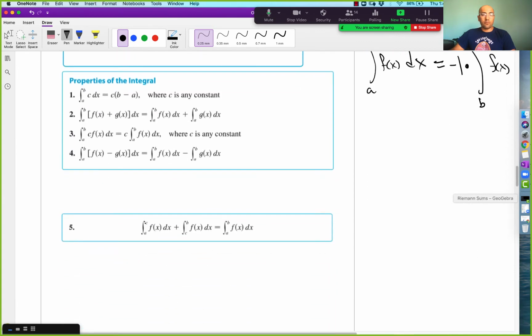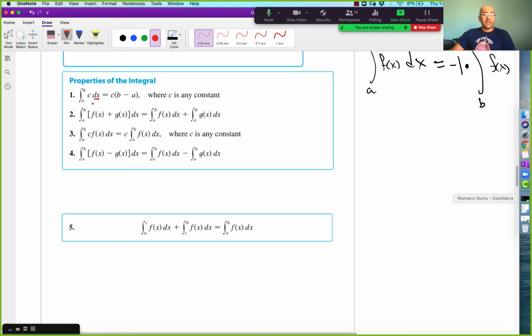Okay, some good properties of integrals. So if we're integrating from a to b of a constant c dx, pay attention to the dx. People often overlook that. This little dx is letting me know what the variable of integration is. The variable of integration here is x. So c in this case represents a constant, even if they didn't highlight it over here to let me know that it's a c.